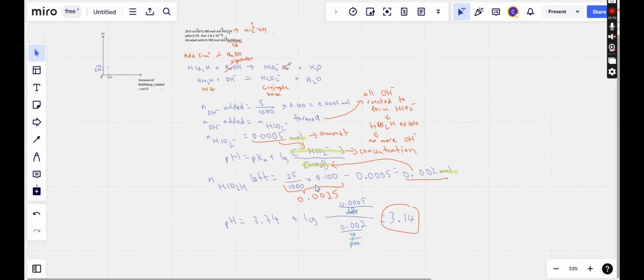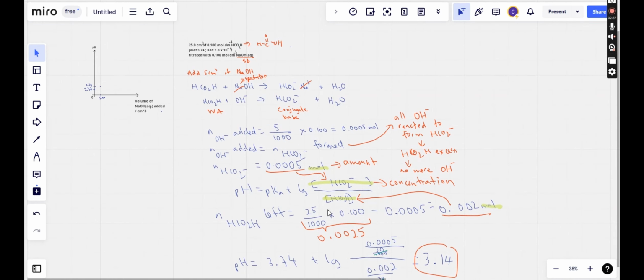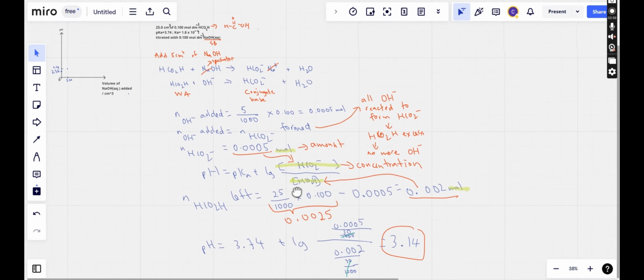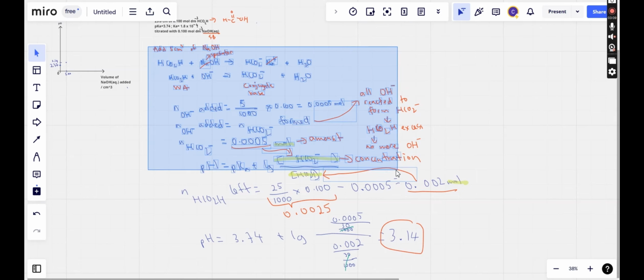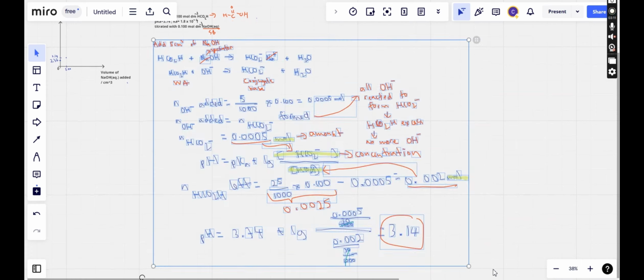Okay, now the same thing. Please take a photo of this if you have to. And yes, now I delete all this so that we can make space for the next calculation.